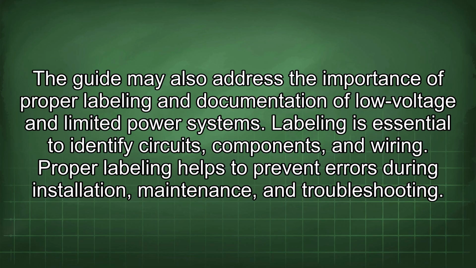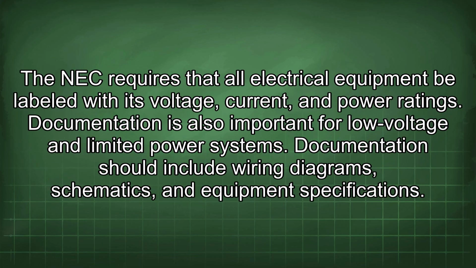The guide may also address the importance of proper labeling and documentation of low voltage and limited power systems. Labeling is essential to identify circuits, components, and wiring. Proper labeling helps to prevent errors during installation, maintenance, and troubleshooting. The NEC requires that all electrical equipment be labeled with its voltage, current, and power ratings.